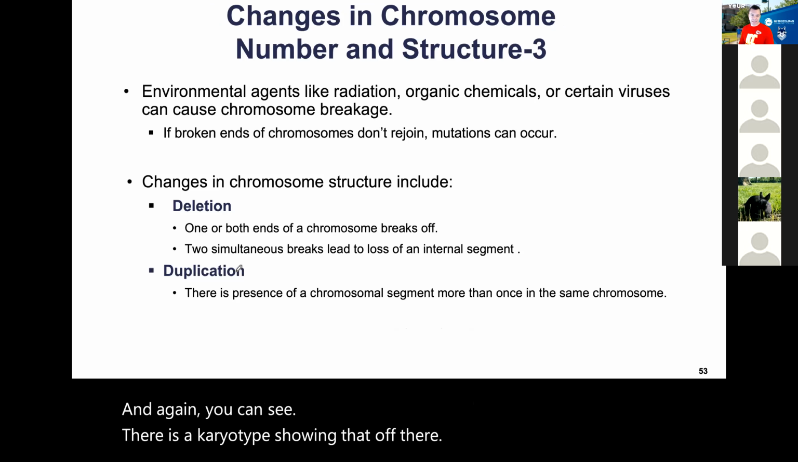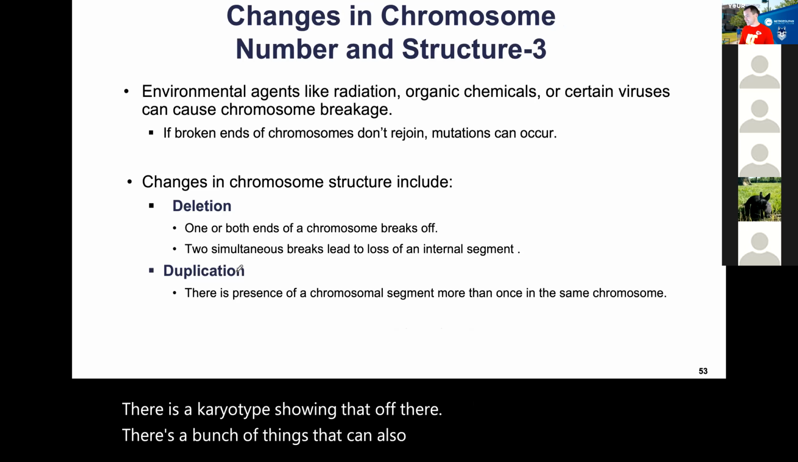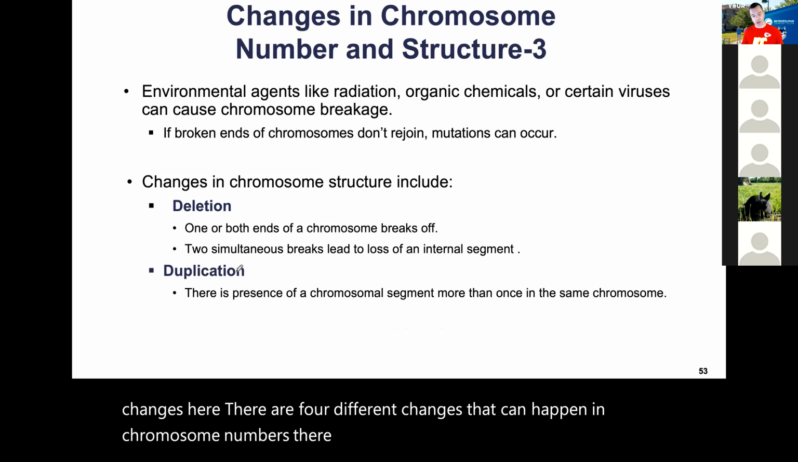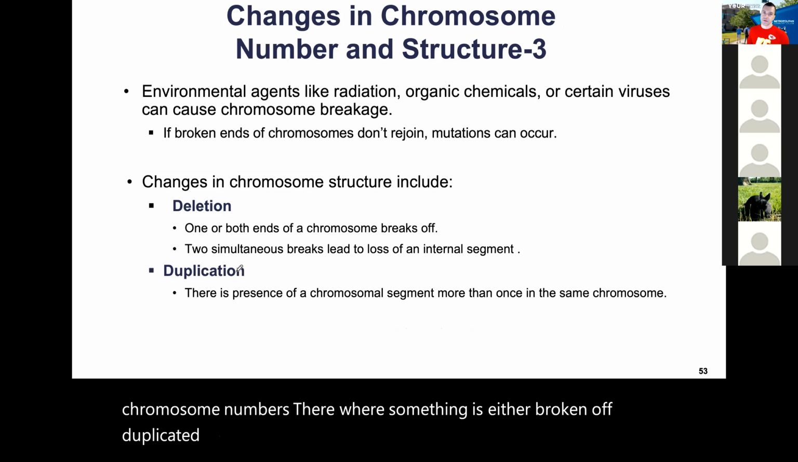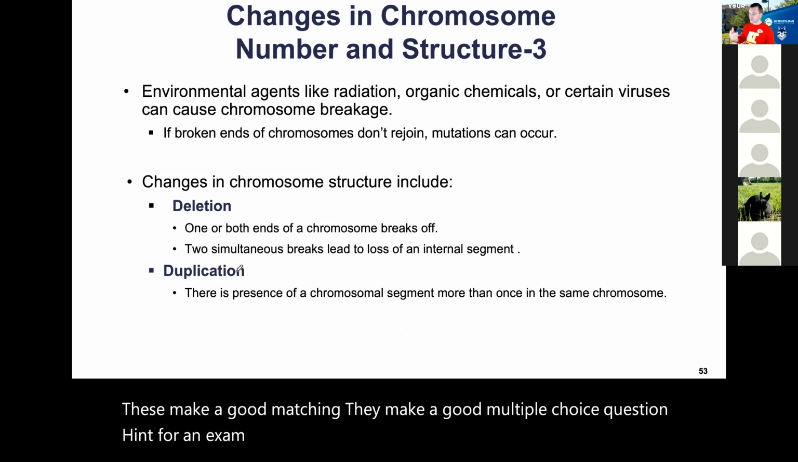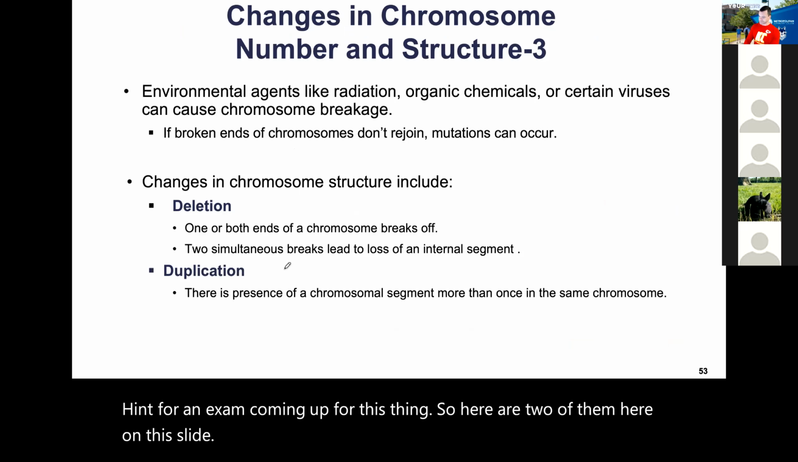There's a bunch of things that can also happen. There are a number of different changes here. There are 4 different changes that can happen in chromosomes, where something is either broken off, duplicated, removed, or flipped. These make a good matching or multiple choice question, a hint for an exam coming up. So here are 2 of them on this slide, and here are 2 of them over here.